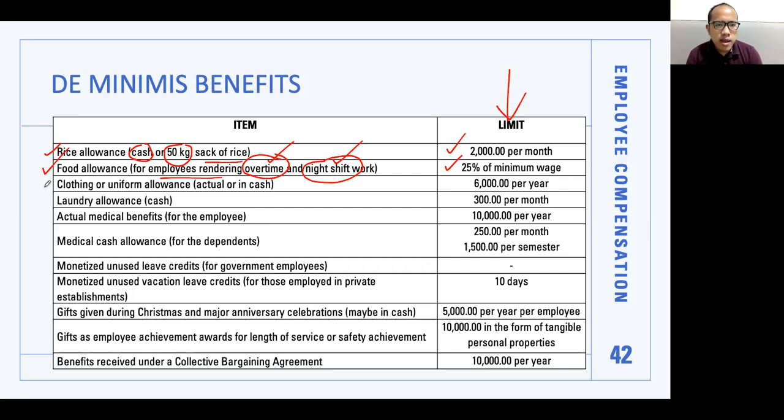Clothing or uniform allowance may be given in actual uniform or in cash. Limit 6,000 per year. Laundry allowance 300 per month. Actual medical benefits for the employee 10,000 per year. Medical cash allowance for the dependents 250 per month or 1,500 per semester or half year.